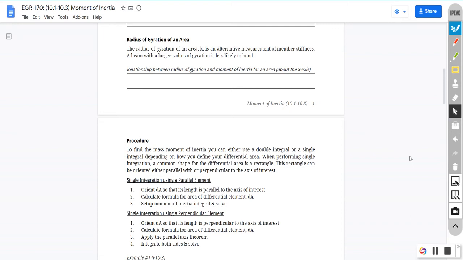So radius of gyration is just an alternative measurement. It's also a measurement of how easy it is to bend something in this case. If you were doing it for a mass moment of inertia, it would be difficulty to accelerate or rotate. But again, we're concerned with area moments of inertia. So this value, which is commonly a k, even though it's a radius, it's commonly a k, at least in the book that we're using. That'll be the difficulty of bending something, so larger means more difficult.